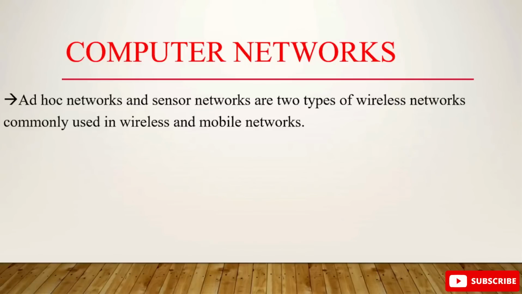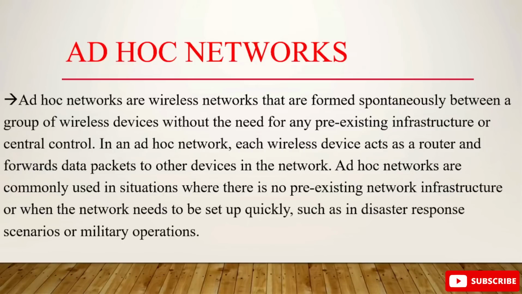Hello everyone. In this video, we will talk about ad hoc networks and sensor networks. These are two types of wireless networks commonly used in wireless and mobile networks. So what are ad hoc networks? Ad hoc networks are wireless networks that are formed spontaneously between a group of wireless devices without the need for any existing infrastructure or central control.